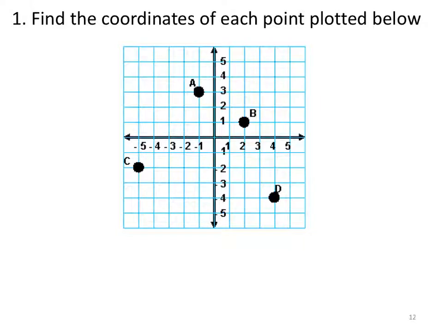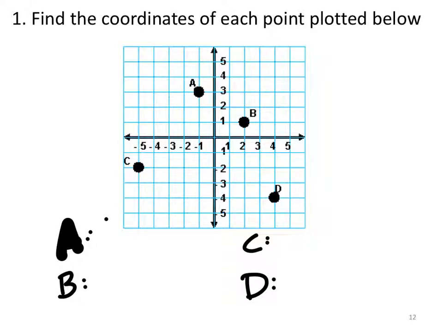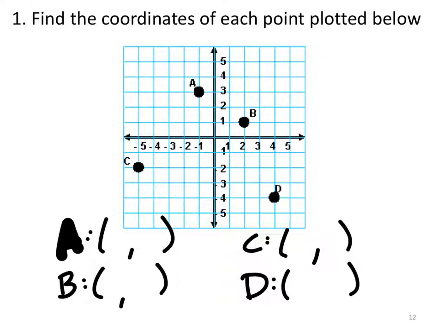All right, number 1 here, for some reason. Find the coordinates of each point plotted below. Well, let's identify the points. We got point A. Oh, that's a little big. We got point B, and C, and D. Now you could put equals or a colon right there. All of these are going to include some set of parentheses, though, to show the ordered pair or coordinate pair, whatever you want to call it.